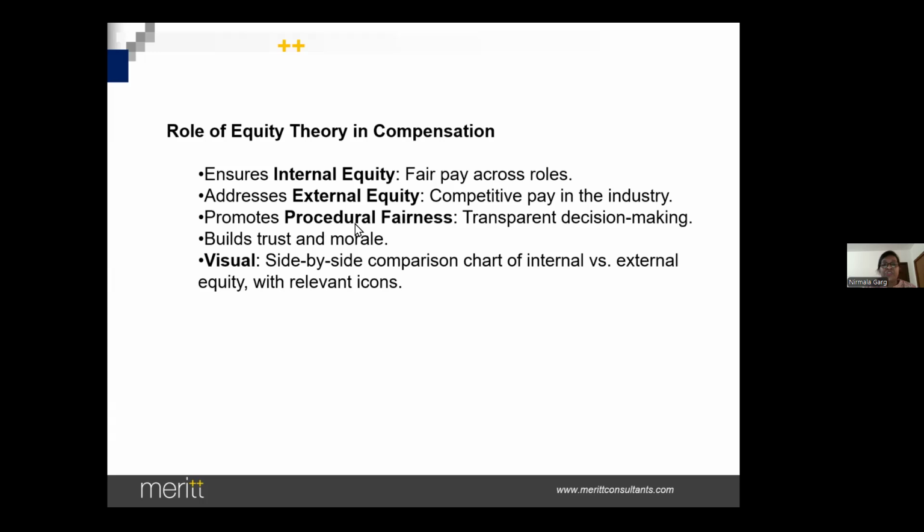We will talk about procedural fairness later in the next session. But let me talk about internal equity. When people are comparing within the organization, it's called internal equity. Now, when does such inequity appear in organizations? When there is no proper job evaluation, when people are just paid by saying, okay, fine, I'm going to pay Niti X amount, and I'll pay somebody else another amount.